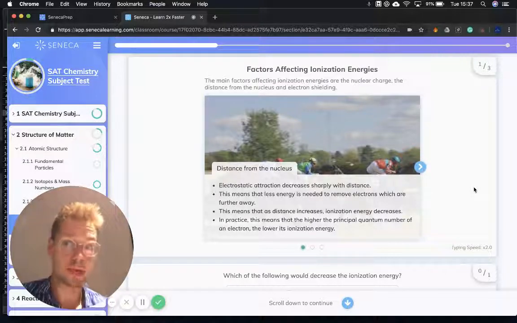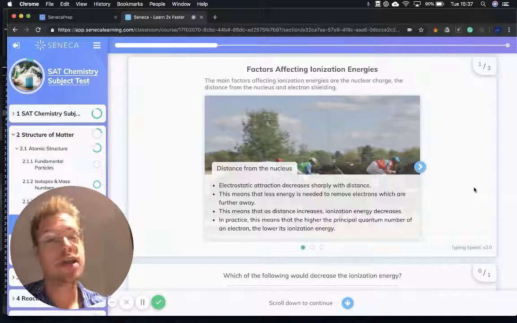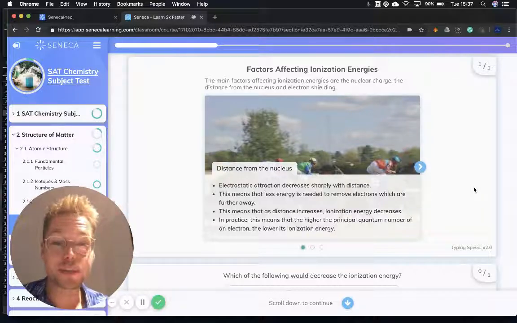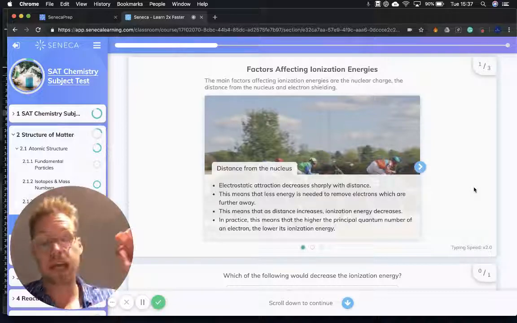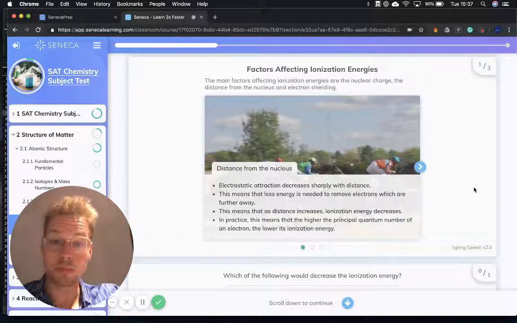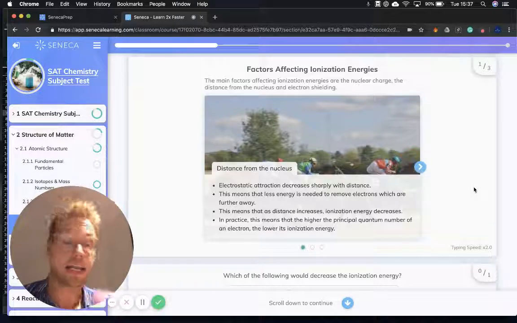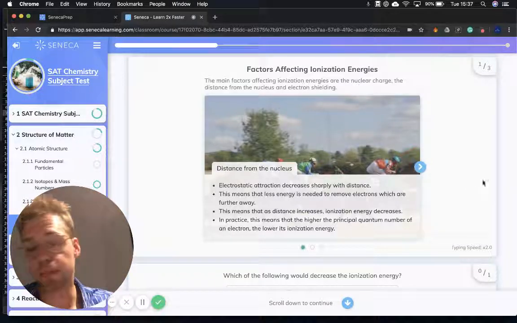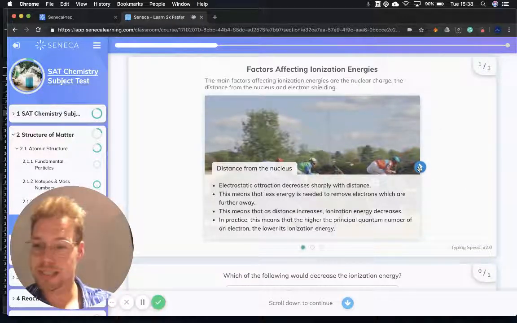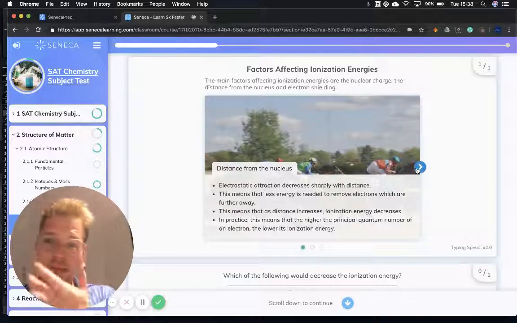So what does this mean practically? Well, I'm glad you asked. In practice, it means that the higher the principal quantum number of an electron, the lower its ionization energy. If the words principal quantum numbers strike fear into your soul, make sure you check out our other episodes on fundamental particles and electron structure, because that will clear that up. It's basically just the shell number. But check out the other episodes. They're great. Maybe give us a good rating while you're there.